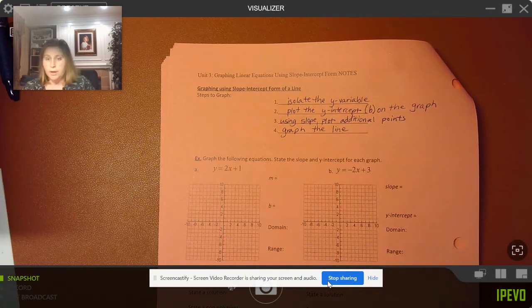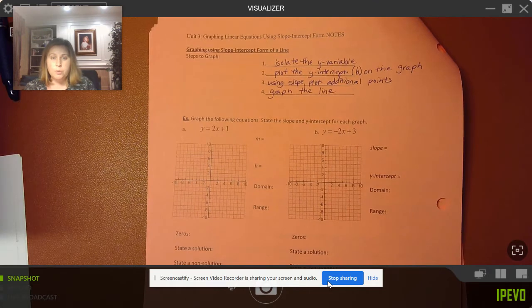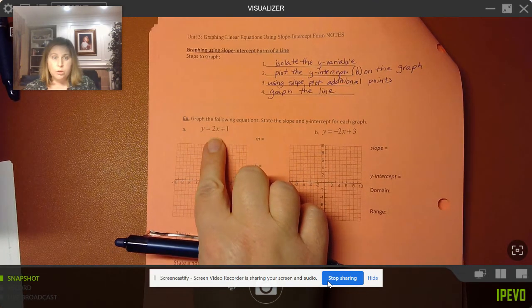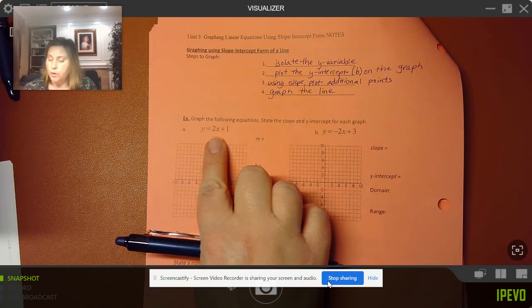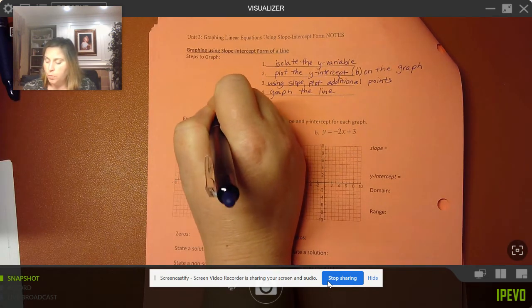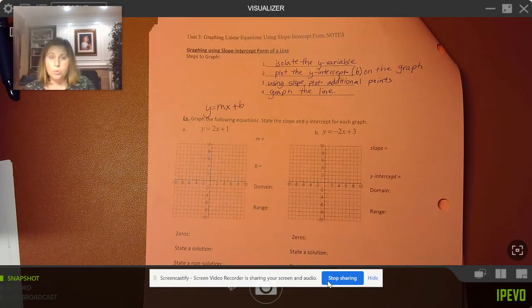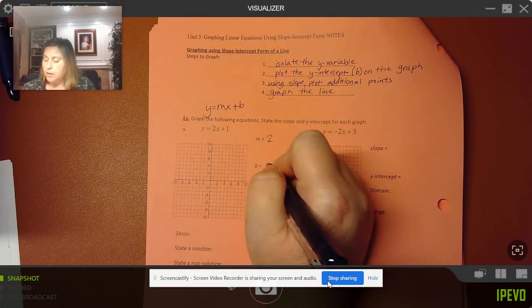So let's go ahead and walk through that together. If we're looking at example A, we have y equals 2x plus 1. First of all, this is already in slope-intercept form for us. Remember, slope-intercept form is y equals mx plus b. M is the slope and b is the y-intercept. So our slope m is 2 and our y-intercept is 1.